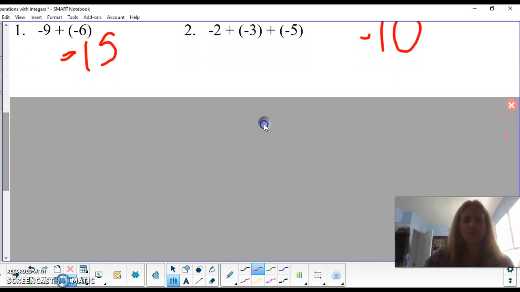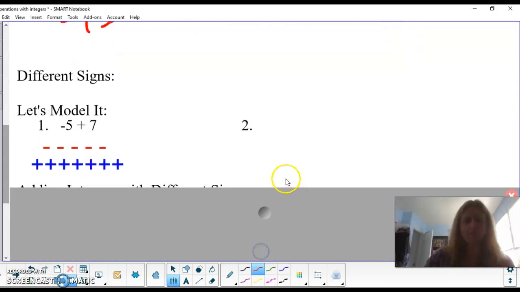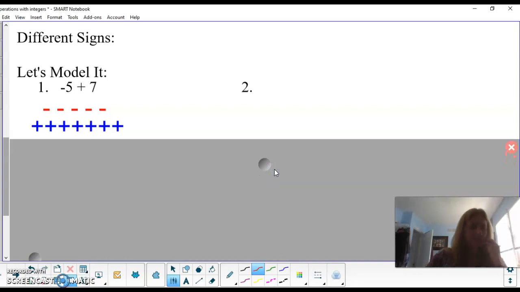Moving on to different signs. So here we're going to model it. So let's look here. We have 5 negatives and 7 positives. In the video, talked about opposites. And yes, opposites cancel out. So if I have 1 plus negative 1, nothing. 2 plus negative 2, nothing. When you add a number and its opposite, it completely cancels out. It's like taking 3 steps forward, 3 steps back, you land in the same spot.